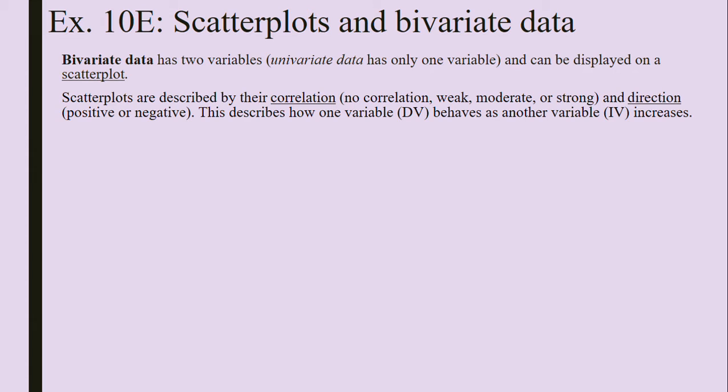Okay, and so we will display bivariate data on a scatter plot. Scatterplots are then described by their correlation, so whether there is a relationship between those two variables, and we talk about the correlation in terms of strength. So is there no correlation? Is it weakly correlated, moderately correlated, or strongly correlated? And the direction, so is that positive or negative? This describes how one variable, the dependent variable, behaves as another variable, the independent variable, increases. So as we change one variable, what happens to the other?